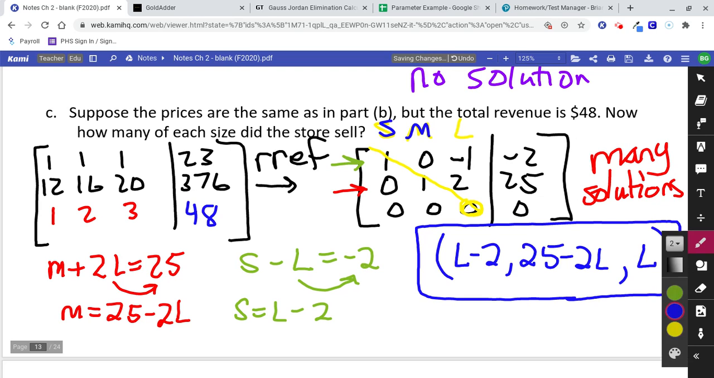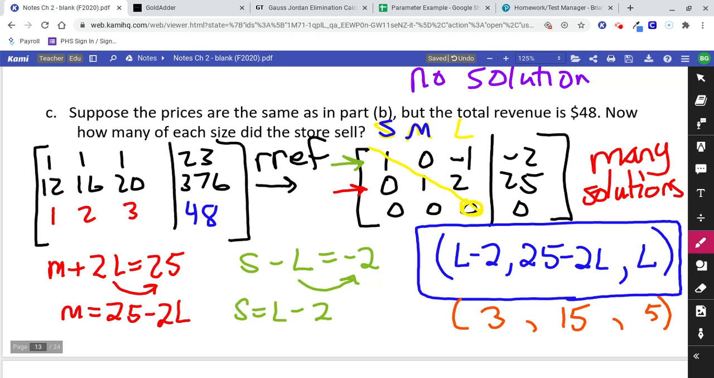So what in the world does that mean? That means pick a number. So let's say that there are 5 large drinks. That's your parameter. So just plug in 5 and you can figure out how many smalls and mediums there are based off of that. Well, if L was 5, then 5 minus 2 is 3 smalls. And 25 minus 2 times 5 is 25 minus 10. There would be 15 mediums. So I've got one possible solution of 3, 15, 5.